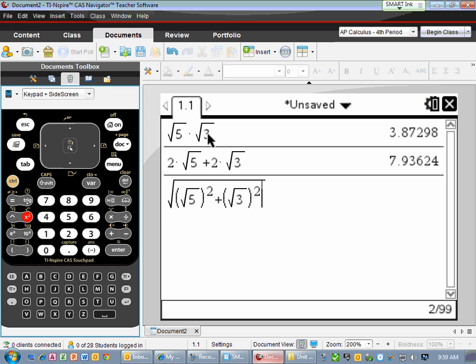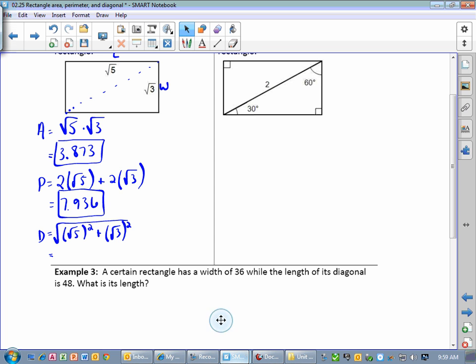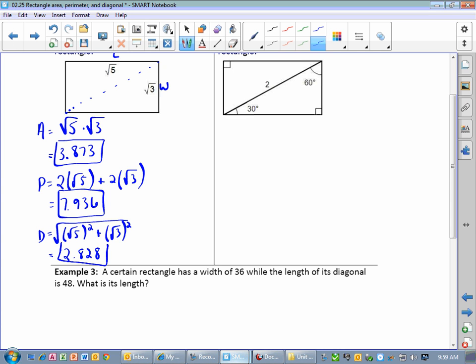And when you press enter, what do you notice? What goes away? The parentheses go away again. Did your parentheses go away? Mine don't go away, but only on the last one. Okay, so they didn't go away on that, so that's fine. So we get 2.828. And there's the diagonal line.